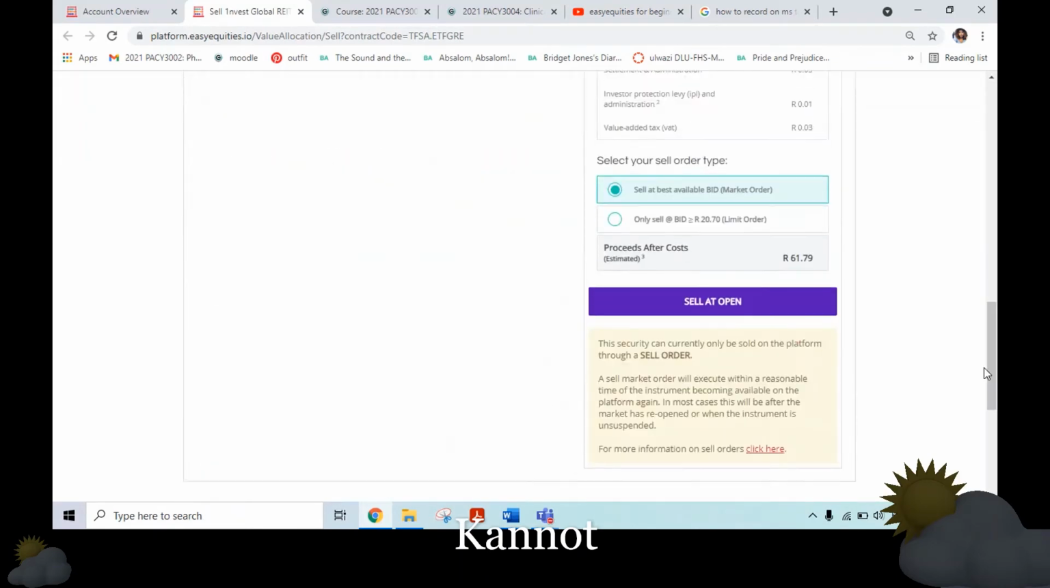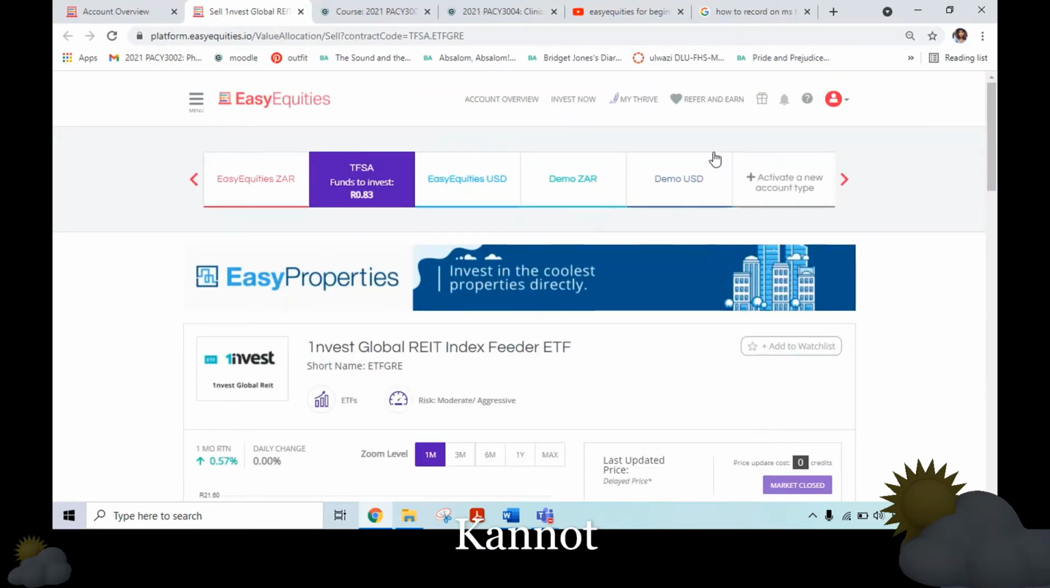And then it says sell at open. Since it's still early in the morning, they open from like 9 and 9:30 until 4 p.m. Yes, so that's very interesting. So yeah, that's basically it for tax-free savings accounts.